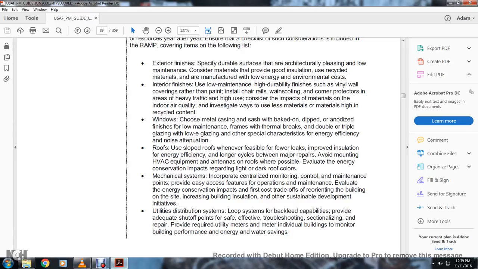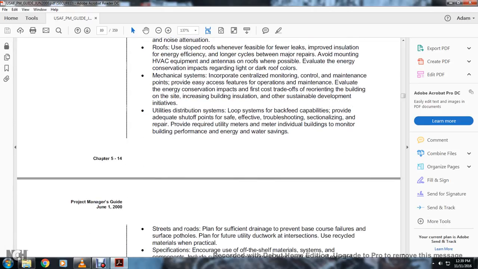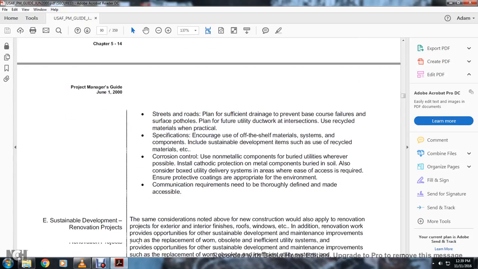For mechanical systems, incorporate centralized monitoring and control, maintenance points, and easy access features for operation and maintenance. Evaluate the energy conservation impact against the first-cost trade-off, such as reorienting the building on the site or increasing the building insulation. Other sustainable development initiatives include a utility distribution loop system with backfeed capabilities, adequate shut-off at the point of service for safe, efficient troubleshooting and sectionalized repair, and required utility meters on individual buildings for monitoring building performance, energy, and water savings.